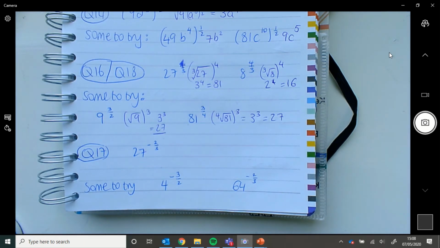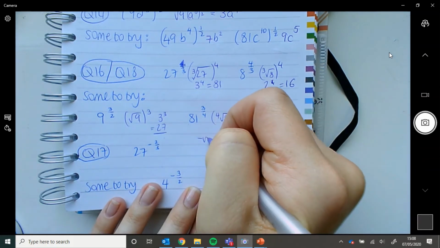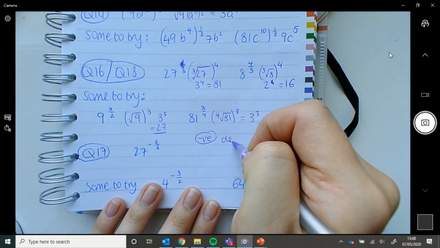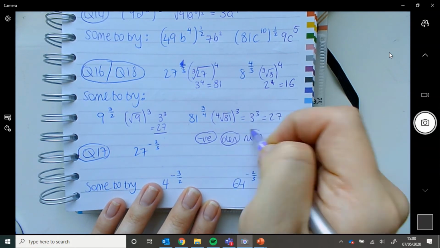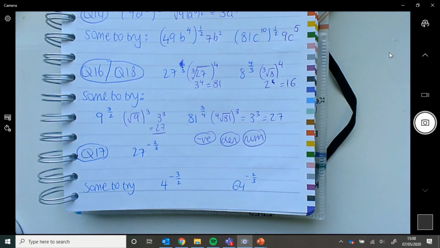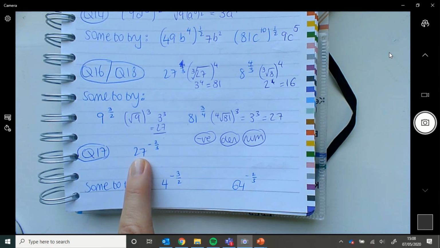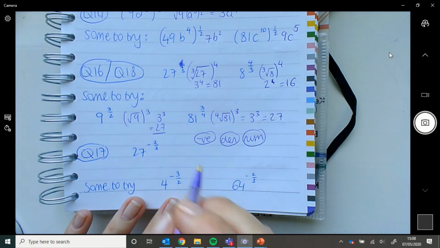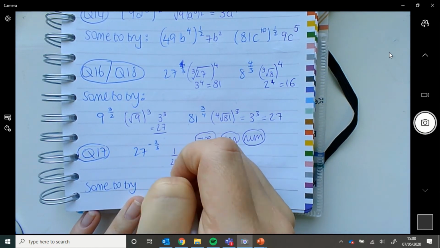Question 17 and 19. Question 17 was tricky because there are 3 components. As I said before, the order is negative, then denominator, then numerator, in that order. So I'm going to check for the negative thing first. Negative power means find the reciprocal. So I need to find the reciprocal of 27, which is 1 over 27.